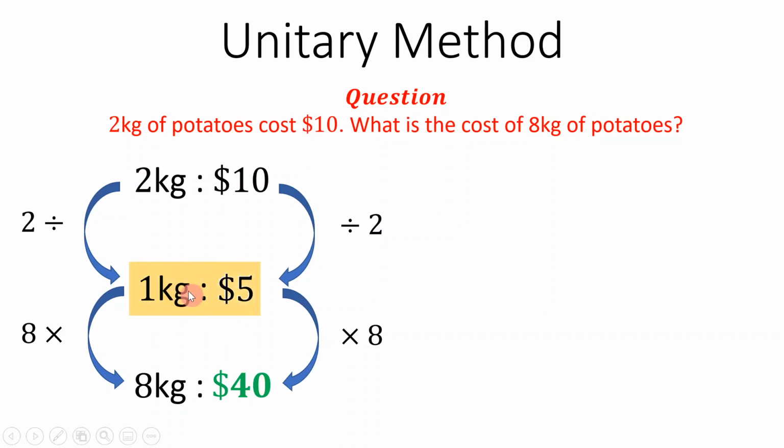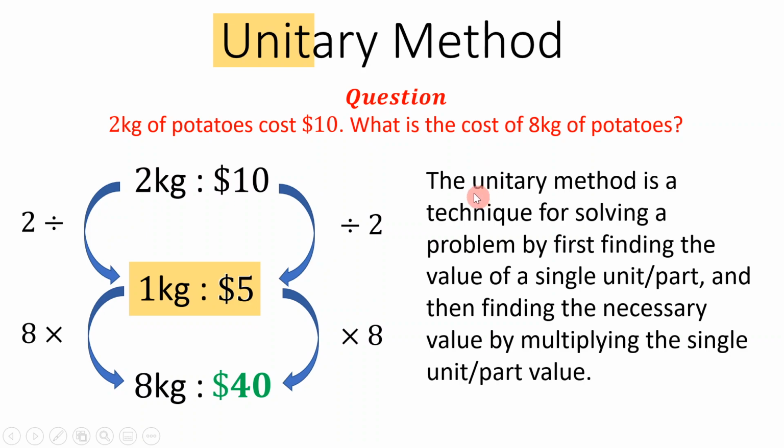We found 1 unit, and that's, as you can see in the title, the unitary method, you've got the word unit there. It's all about finding 1 unit, 1 part. You're going to hear that word as well. 1 unit, 1 part, same thing, different terminology. So let's just quickly run through a definition here. It says that the unitary method is a technique for solving a problem by first finding the value of a single unit or part, and then finding the necessary value by multiplying the single unit part value. So that's what we're going to be doing.